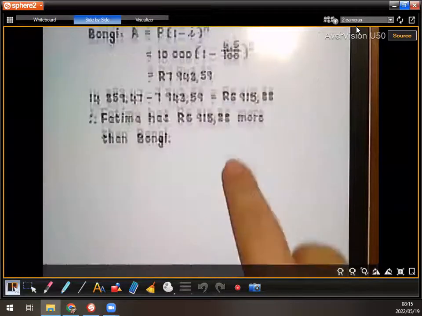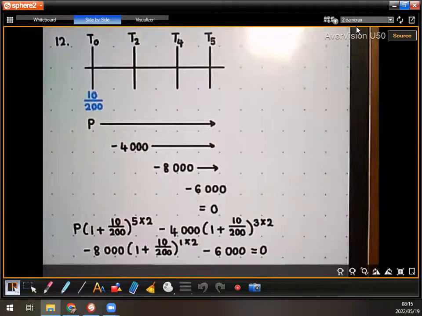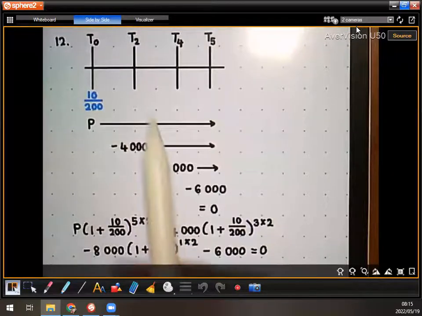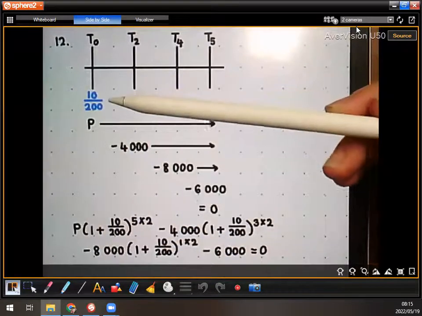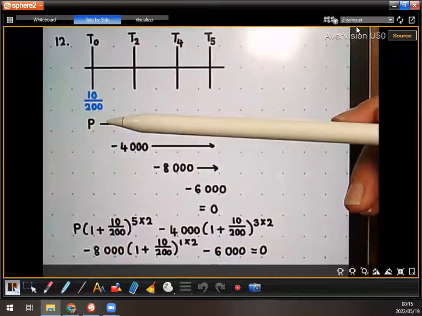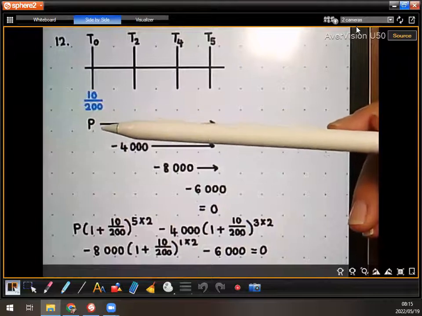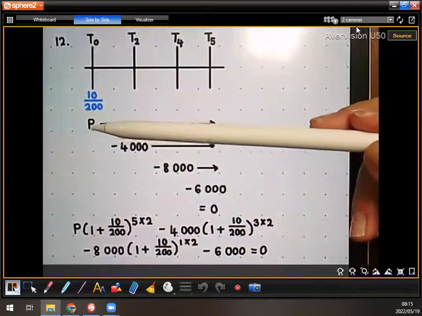Right. Then you have to do number 12. It was just like the one we did in class yesterday. The only difference here is there was only one interest rate. So the interest rate was 10% biannually, so 10 over 200. Again, they were asking you for how much money was, I think this was invested. No, it was a loan. How much money was taken out on the loan. So that's the P-value that you need to find.